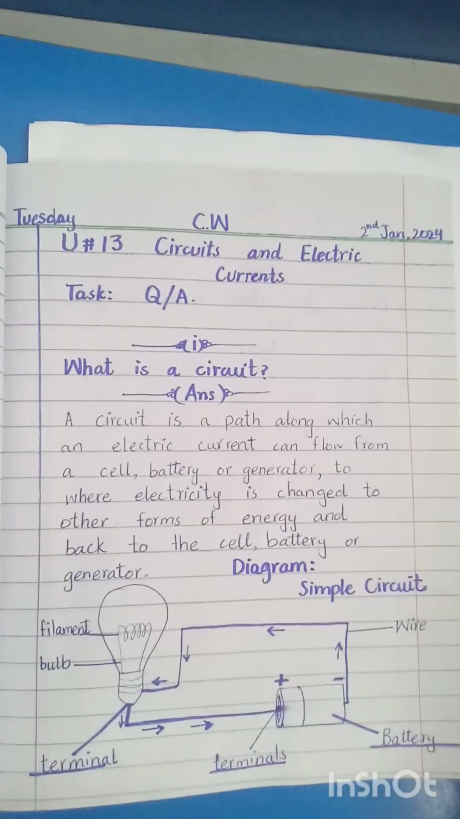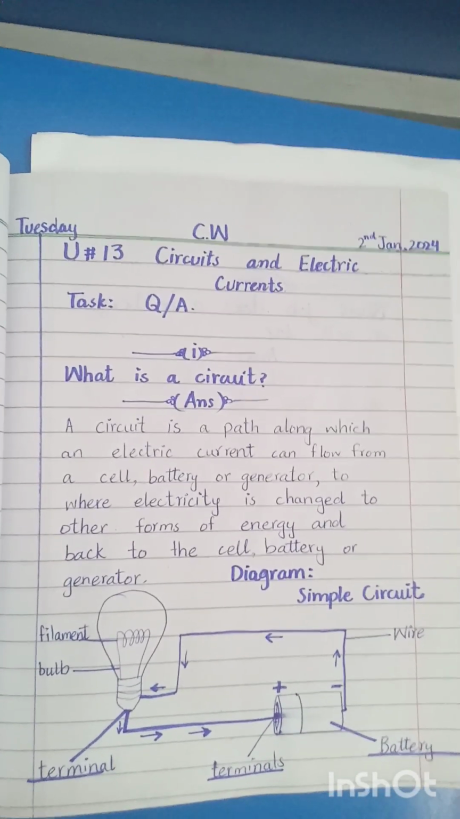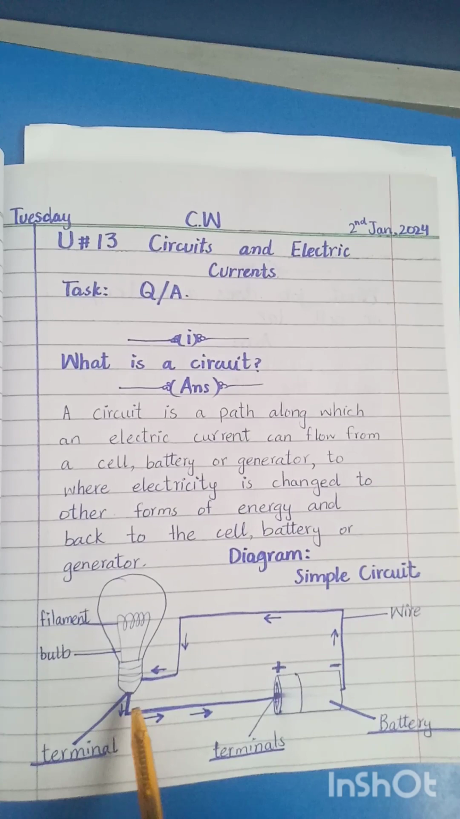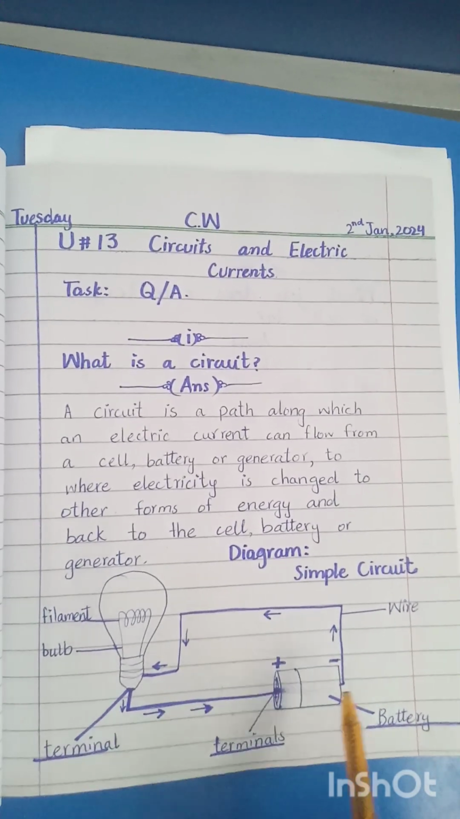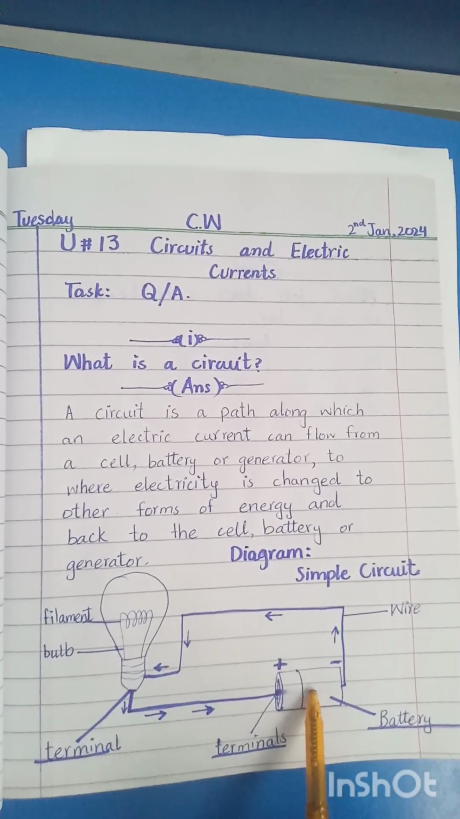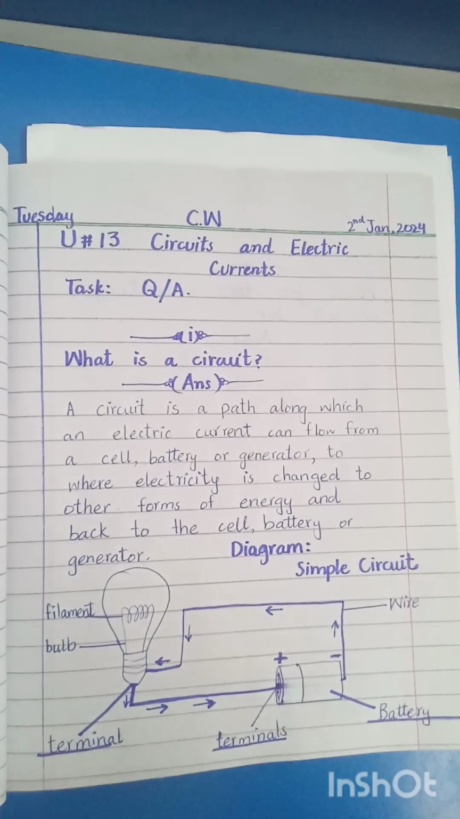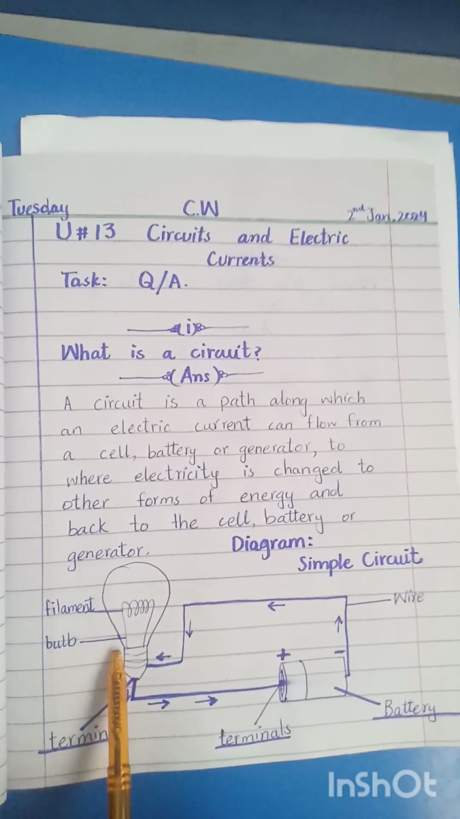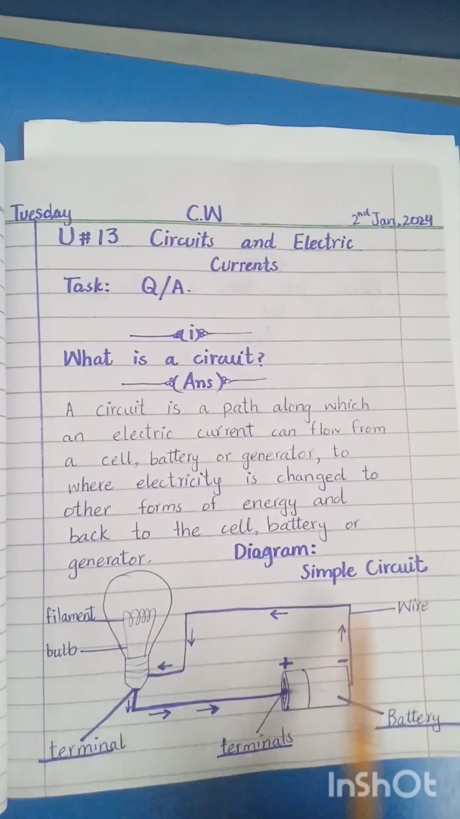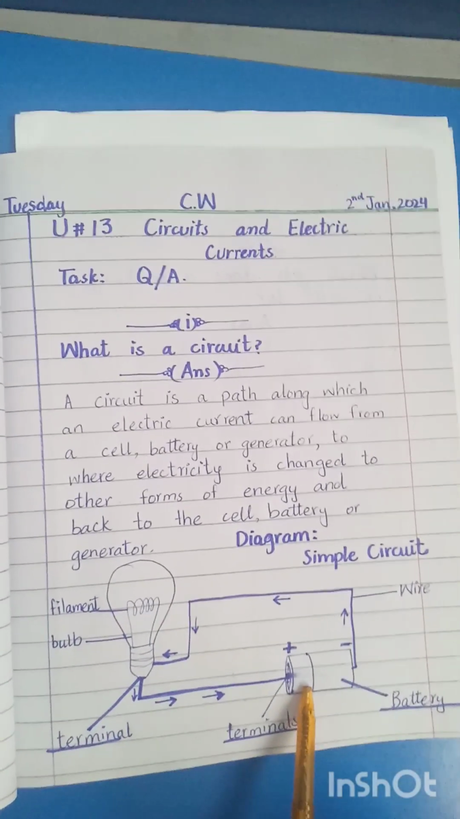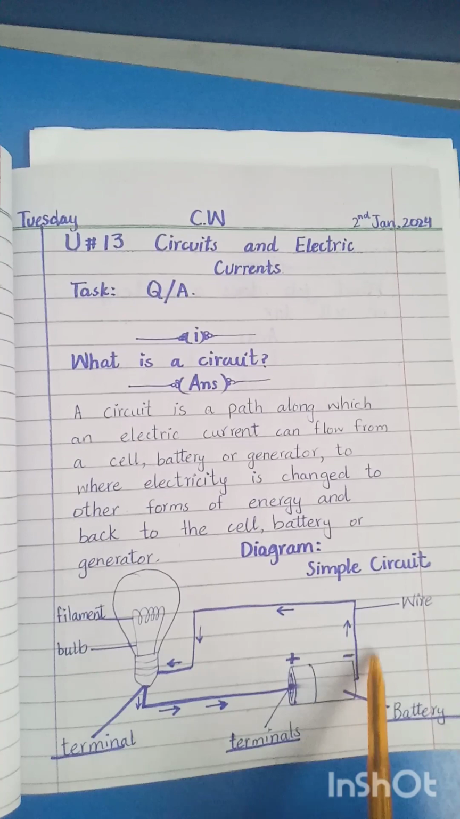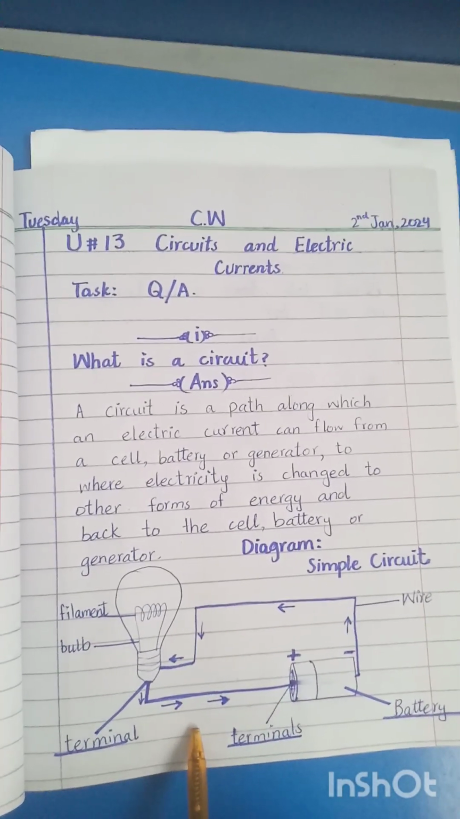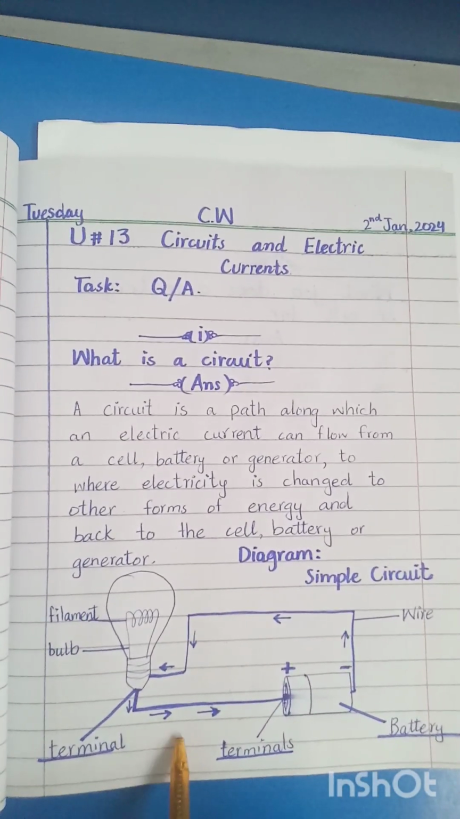First I will explain what a circuit is. A circuit is a closed path. Here you can see in the diagram it's a closed path, and the components of a simple circuit are a battery, wire, and a bulb, the three main components of a simple circuit. When we join them according to the circuit diagram, you can see that it becomes a closed circuit.